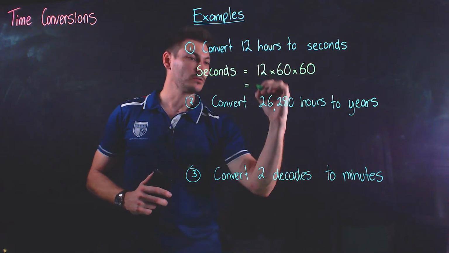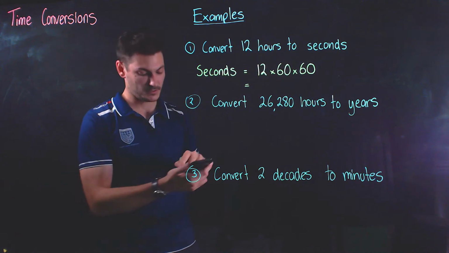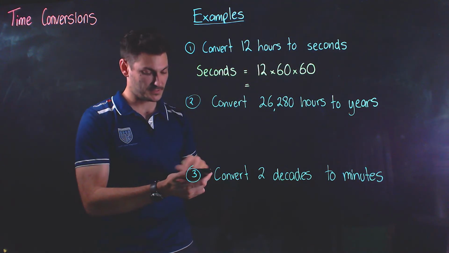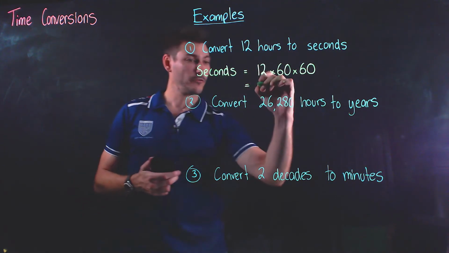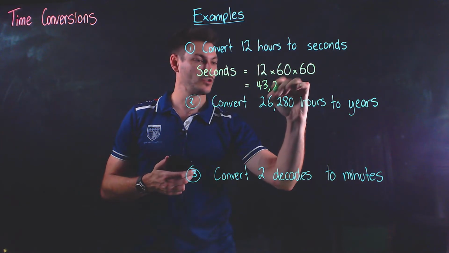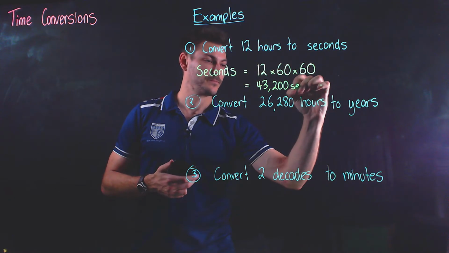And that's going to equal, now as you can see, I have my trusty calculator in hand. So I type in 12 times 60 times 60, and I get 43,200 seconds.